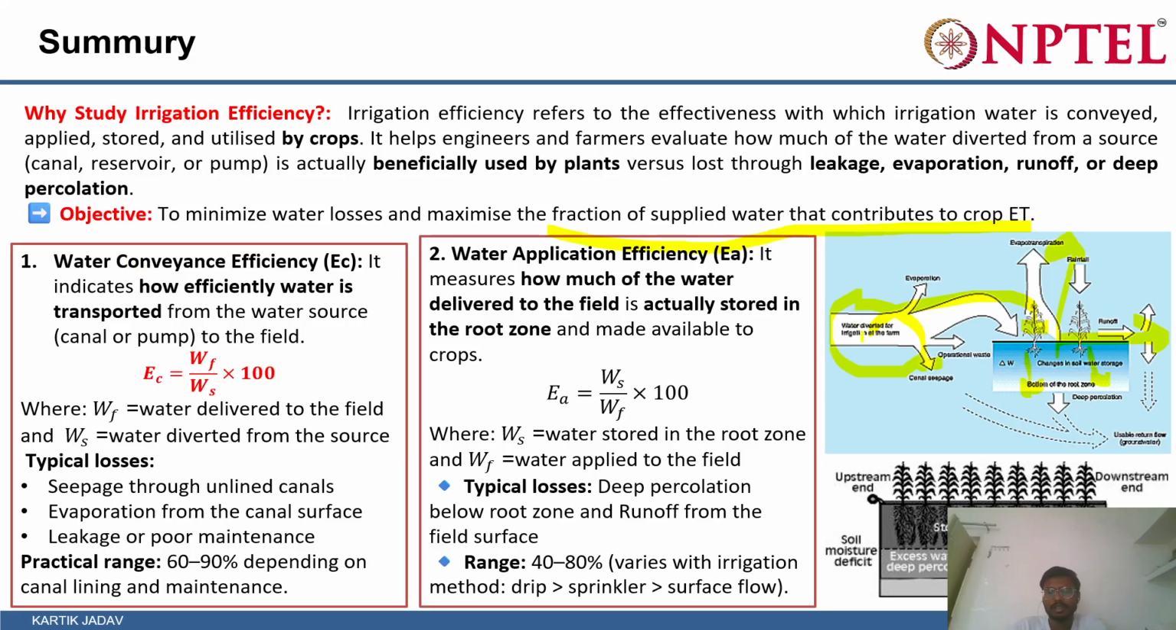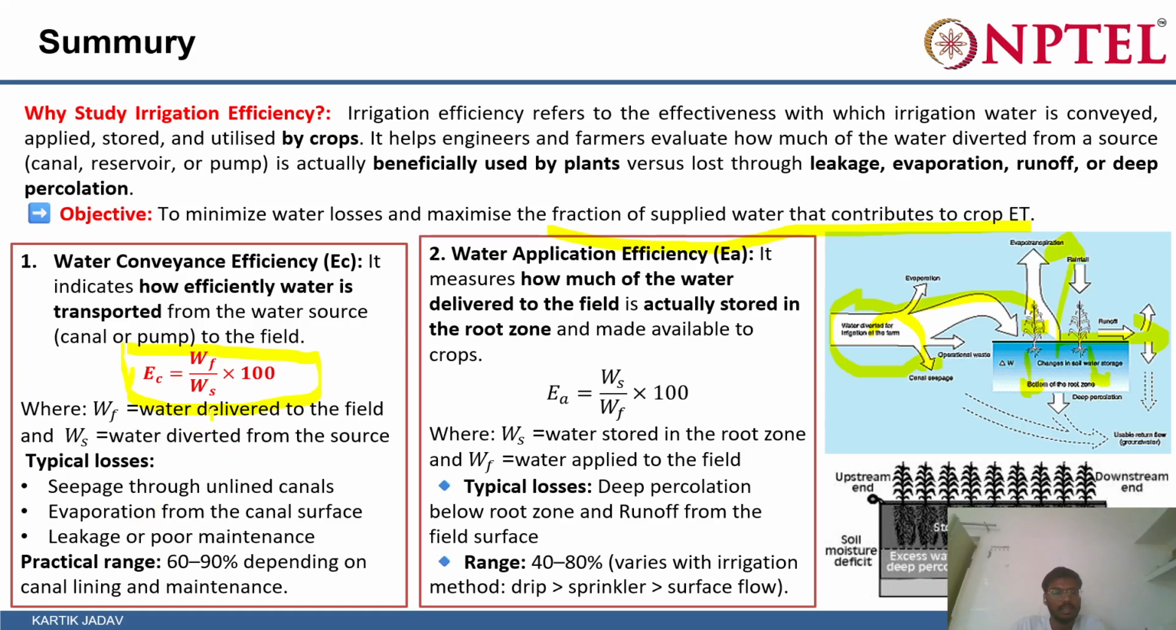Now, first comes water conveyance efficiency. It indicates how efficiently water is transported from the water source, like a canal, well, or pump, to the field. It is generally the ratio of water delivered to the field divided by the water that we have extracted from the source or diverted from the source.